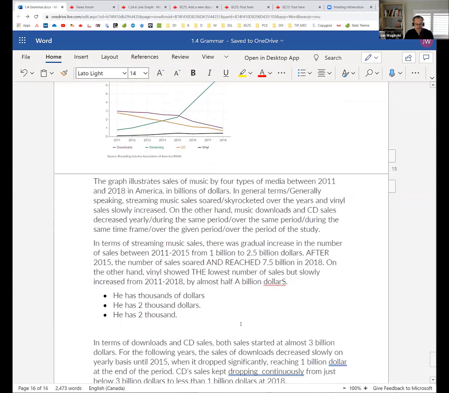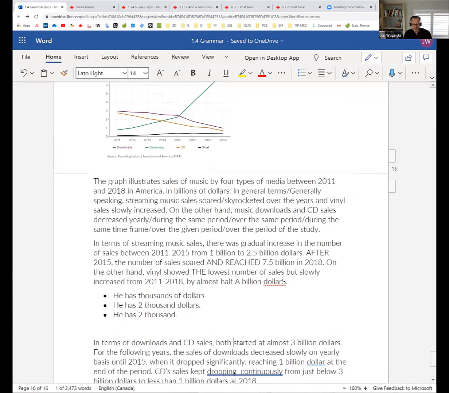Okay. In terms of downloads and CD sales, both started at almost $3 billion. Good. For the following years, the sales of downloads decreased slowly on a yearly basis until 2015, when it dropped significantly. Decreased slowly on a yearly basis.